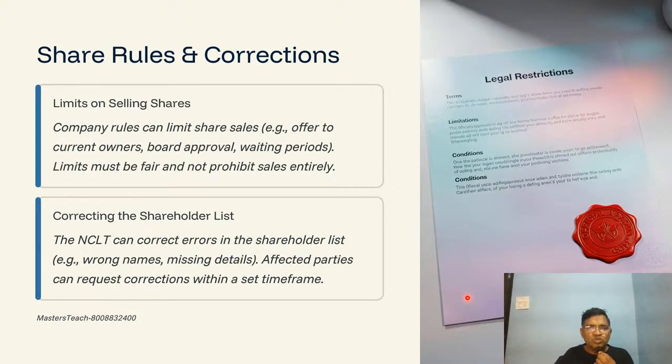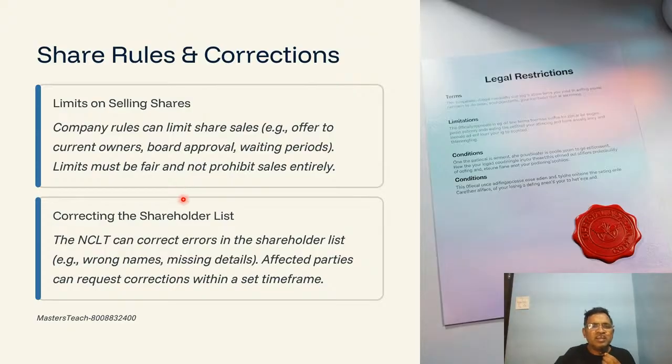So share rules and corrections. Limits on share sales: company rules can limit a share sale. Offer to current owners, board approval, waiting period. The limit must be fair and not prohibit sales entirely. For example, it is for high net worth individuals who want to sell a huge number of shares. At that time they will put some limit on that. So the limit must be as per the law.